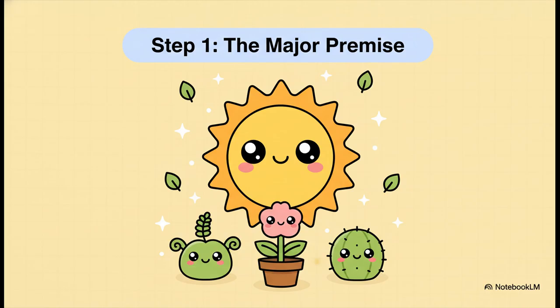Okay, step one, the major premise. This always comes from your background research. It's a widely accepted scientific fact. In this case, we know that, generally, all plants need sunlight to live. Simple, right? We're starting with what we know.